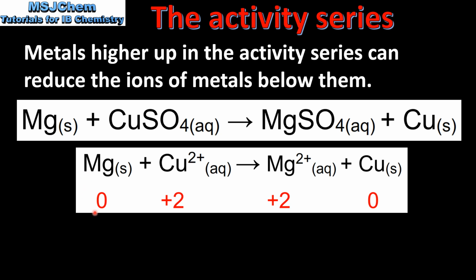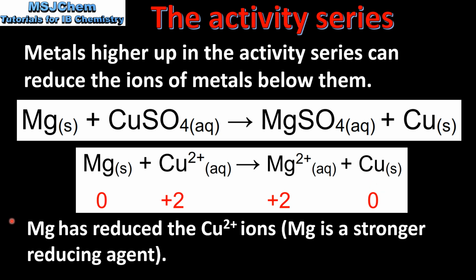If we look at the oxidation states, we can see that magnesium has been oxidized and the copper 2+ ions have been reduced. In this reaction, the magnesium has reduced the copper 2+ ions. That's because magnesium is a stronger reducing agent.